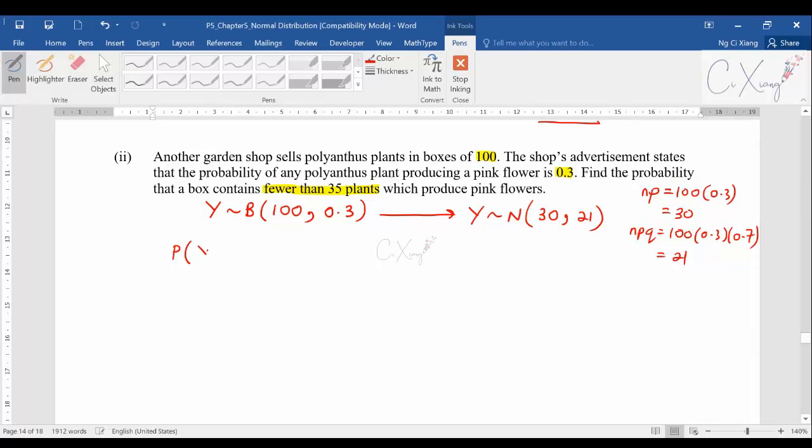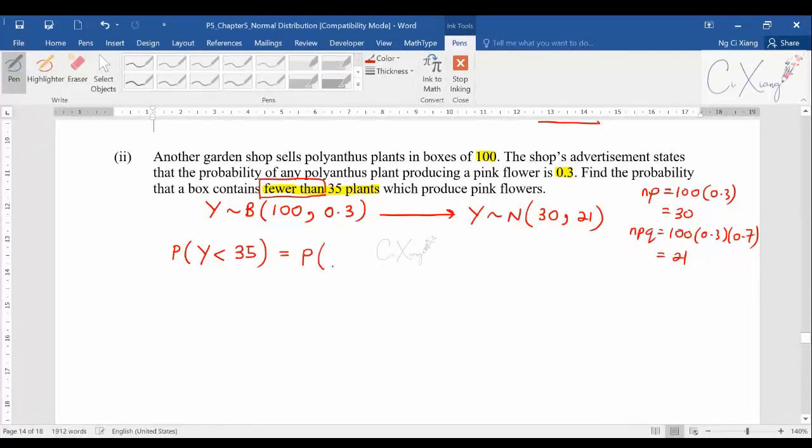So they are asking for Y fewer than 35. Fewer, should I include the 35 or not? No equal sign, right? So there's no equal sign. Please take note that all these signs are very important, because if let's say you write the sign wrongly, then your continuity correction is wrong, then your answer for the normal distribution is also wrong. So this sign here, when you write it out, please be careful. Fewer than, no equal sign, so less than 35. This is the binomial distribution.